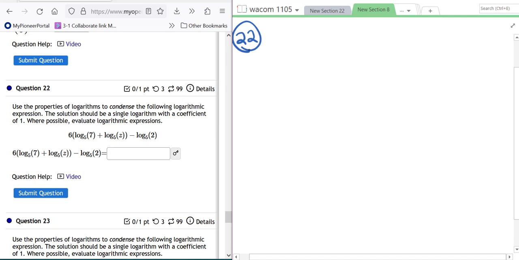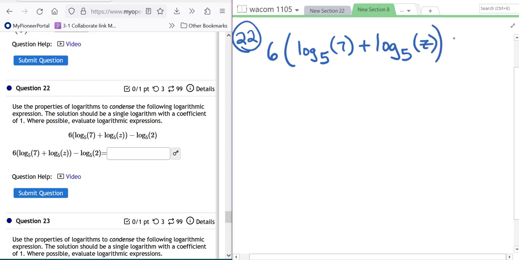This one you have to watch the problem, the parentheses here after the 6, that is around this whole thing. So this 6 is going to go to the outside of this piece when you put it together. So I have 6 times log base 5 of 7 plus the log base 5 of z minus the log base 5 of 2. All right, so this is going to have a product and a quotient, so this will be on the denominator. This will be on the numerator.